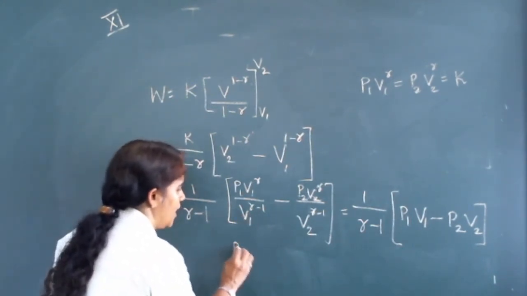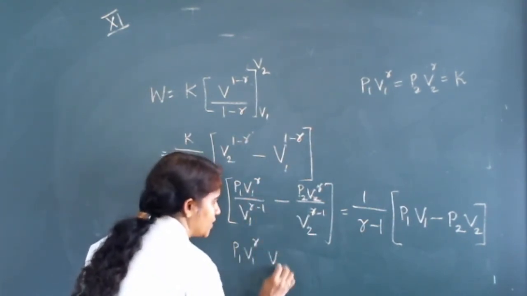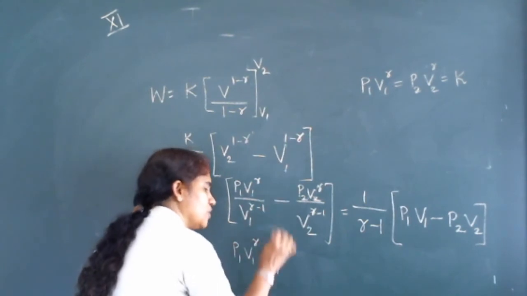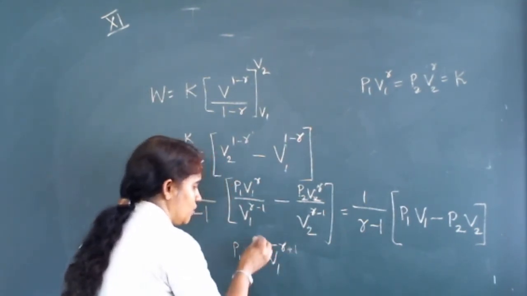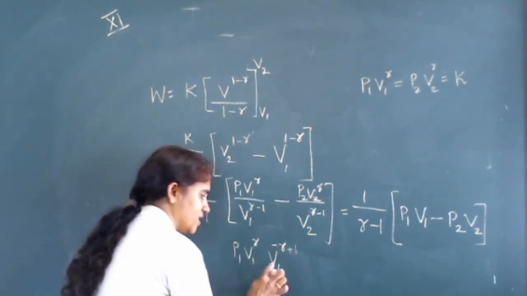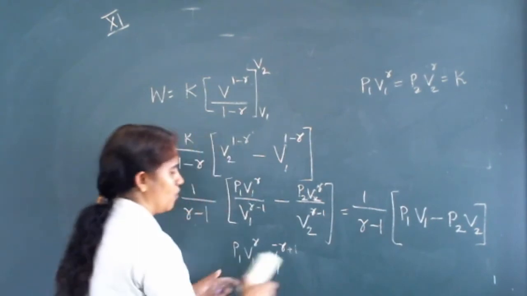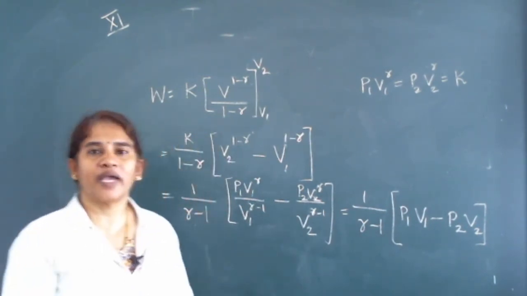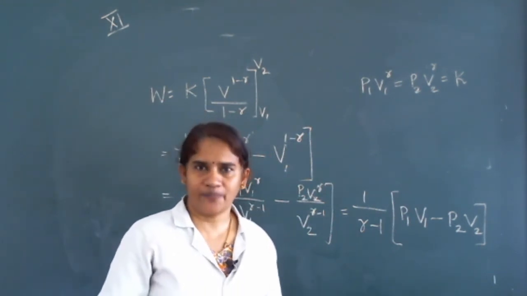No doubt there, no? P1 V1 raised to gamma. When we are taking V1 raised to gamma minus 1 to the numerator, it will be V1 raised to minus gamma plus 1. So plus gamma, minus gamma cancels, V1 raised to 1 is remaining, that is written as V1 alone. Okay, so P1 V1 minus P2 V2 is the equation for adiabatic expansion.